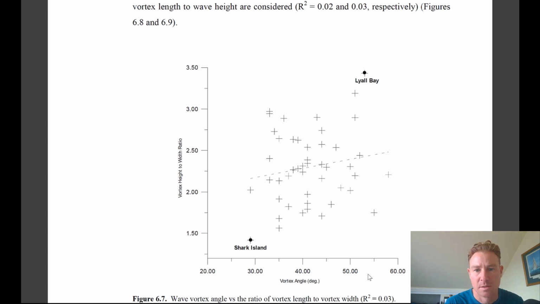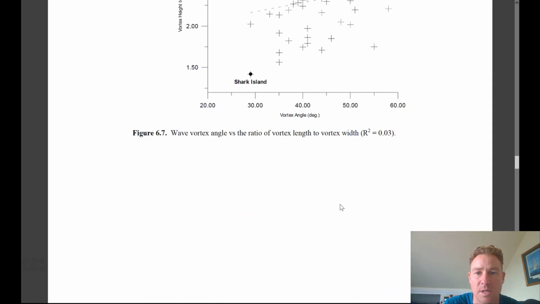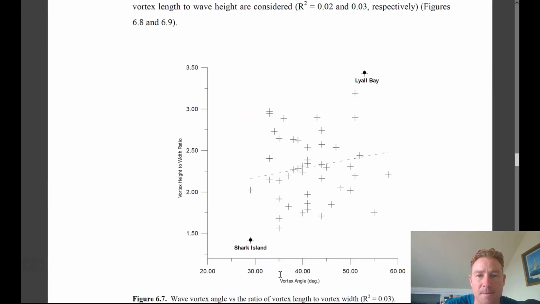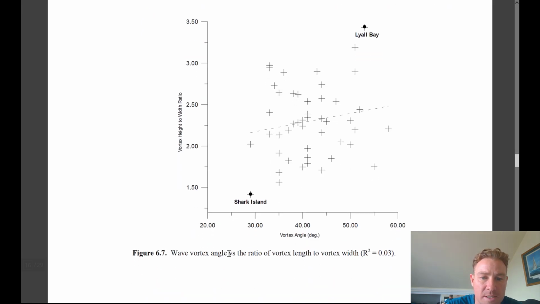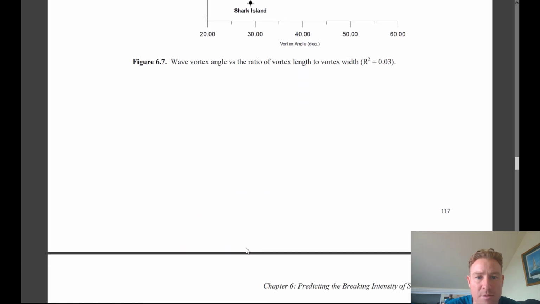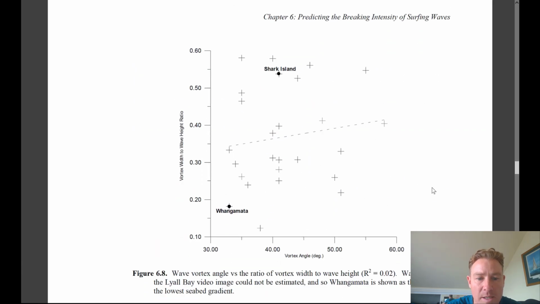They're showing you're going to have a lower height to width ratio in those kind of intense waves, but the vortex angle is actually small in that case. Now the softer wave, you have a higher vortex angle, but you also have a much higher height to width ratio. So that one didn't really correlate either. The wave vortex angle versus the ratio of vortex length to vortex width wasn't very correlated at all, they said, in terms of linear. So they were like, well, we can't really use that as a predictor if it's not correlated.